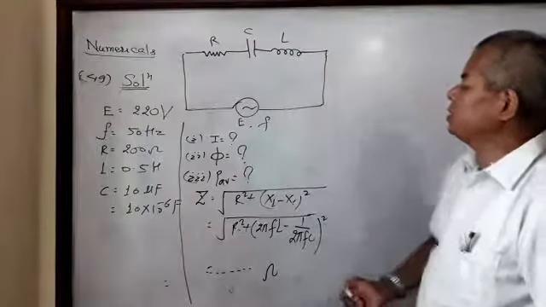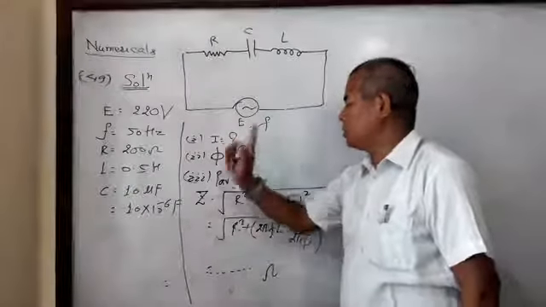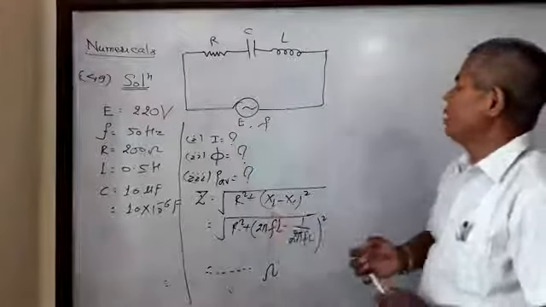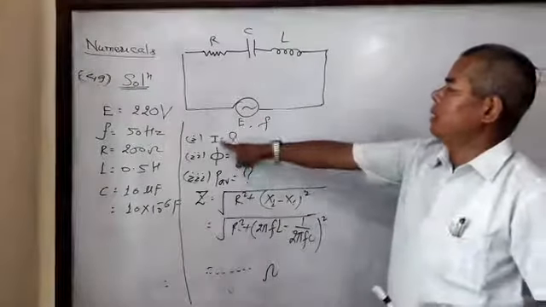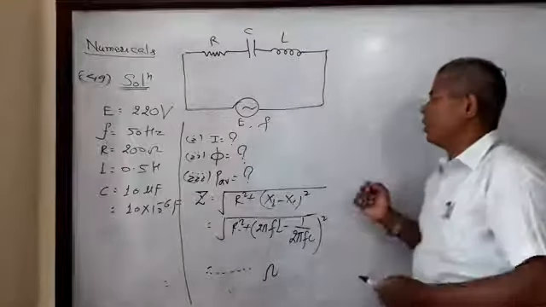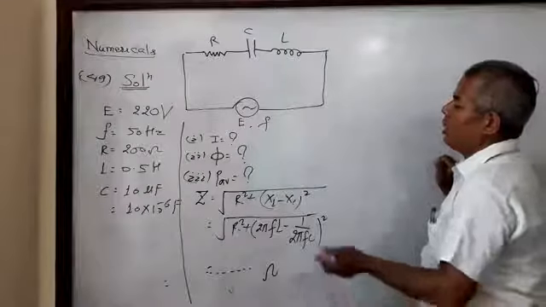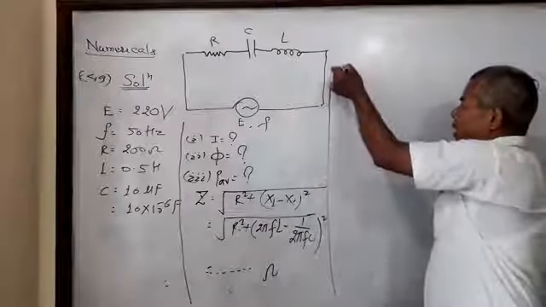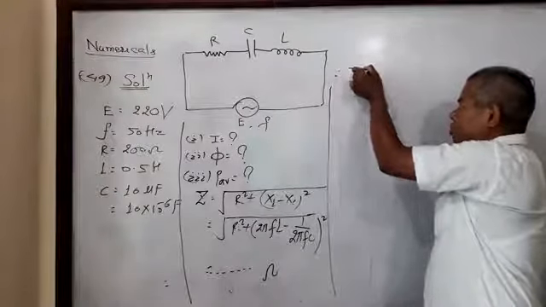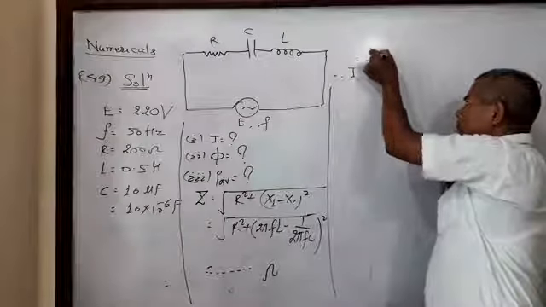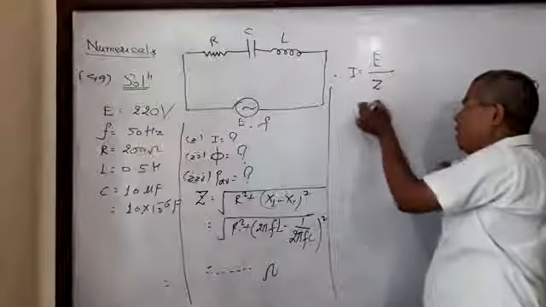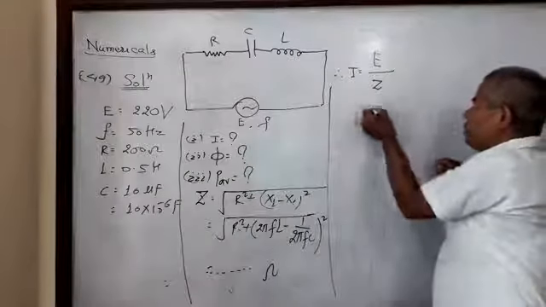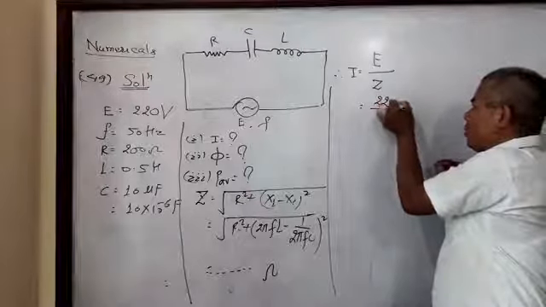Means we have determined the value of total resistance of the circuit, that is impedance Z, in ohms. Now the first part, current. According to Ohm's law, V is equal to IR, likewise E is equal to I into Z. Therefore I, the current passing through the circuit, is equal to E by Z. And E has value 220 volt.